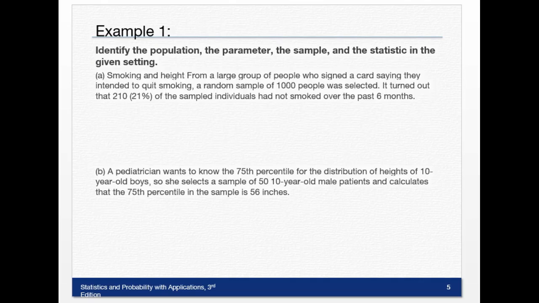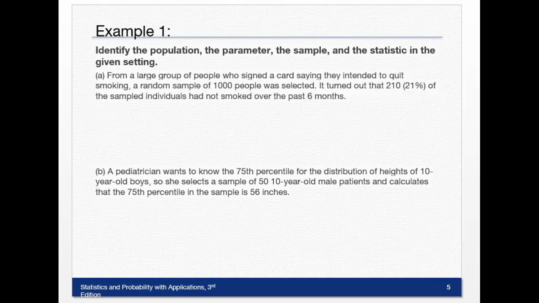So here's the first example. Identify the population, the parameter, the sample, and the statistic in the given setting. This is just vocabulary and symbols, so make sure you use correct symbols. From a large group of people who signed a card saying they intended to quit smoking, a random sample of 1,000 people was selected. It turned out that only 210, which is 21% of the sampled individuals, had not smoked over the last 6 months. Notice they gave me a percentage. That's a clue that this is a proportion. Percents and proportions are interchangeable here.